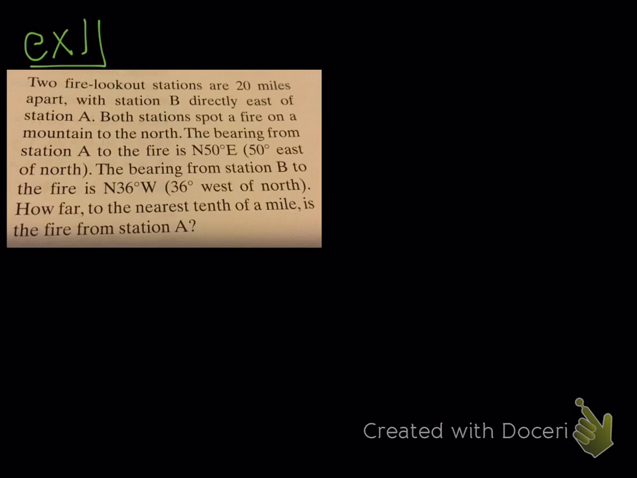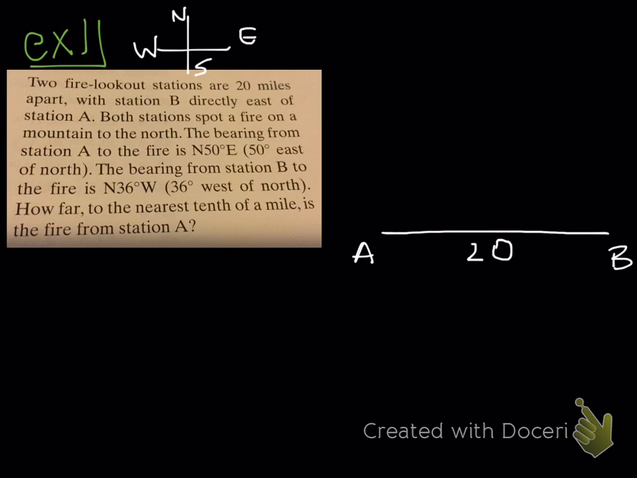So first thing they tell us is that our two stations are 20 miles apart. And it tells us that Station B is to the east of A. So if you want to just do a quick recall, we have north, east, south, and west. And they're both looking out, and we're going to assume that our fire is right here. So that's going to close this in and create our triangle.